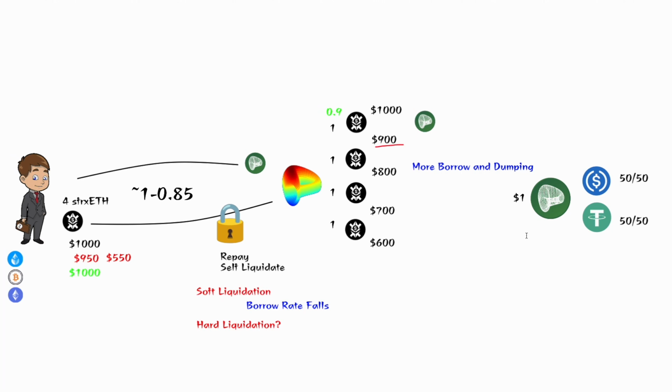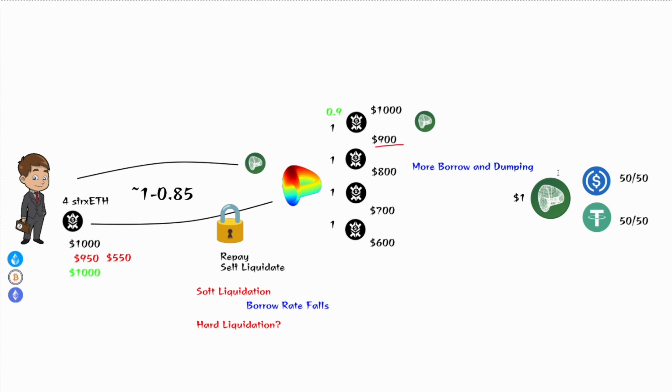So let's talk about this peg. Remember, if this dollar is going down, if it's worth 90 cents, then it's cheaper for people to buy it and soft liquidate people. So that's pretty important, I think. The rate going down encourages people to borrow and dump, which lowers the price of crvUSD, which then encourages people to buy and soft liquidate the people who need to be soft liquidated.